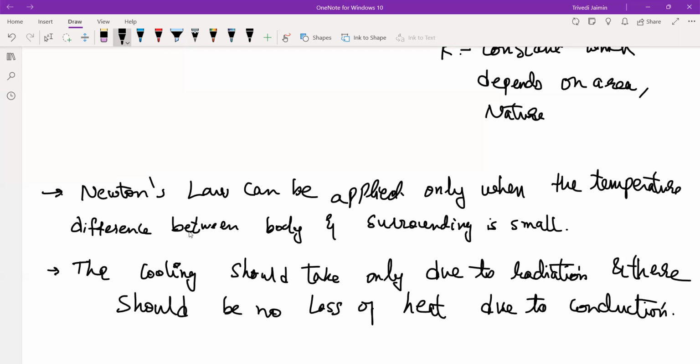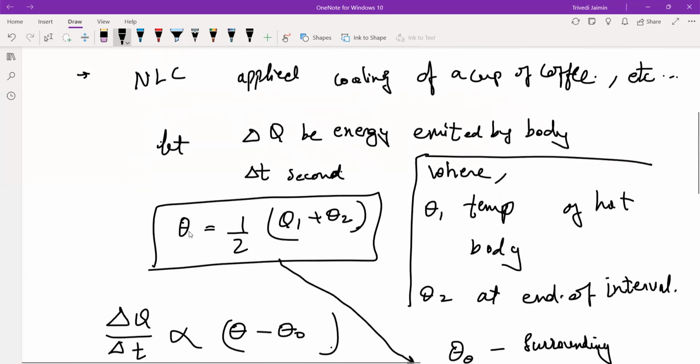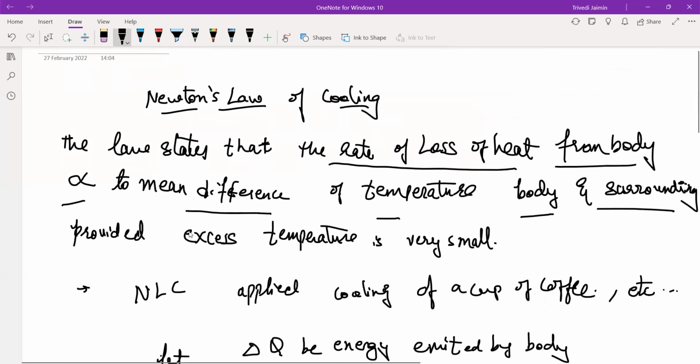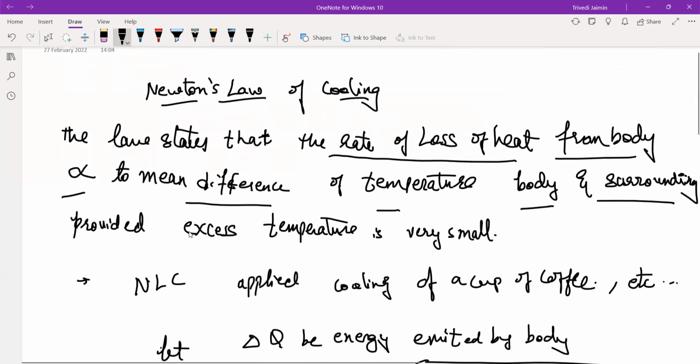So what we wrote, two points. Newton's law can be applied only when the temperature difference between body and surrounding is small. And second, the cooling should take place only due to radiation. There should be no loss of heat due to conduction. Can you remember these two points?